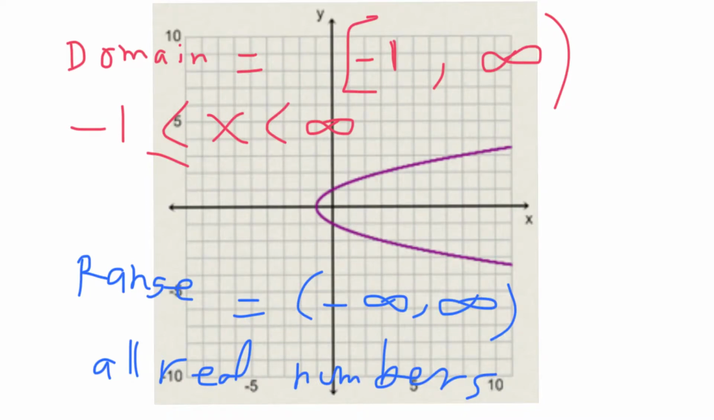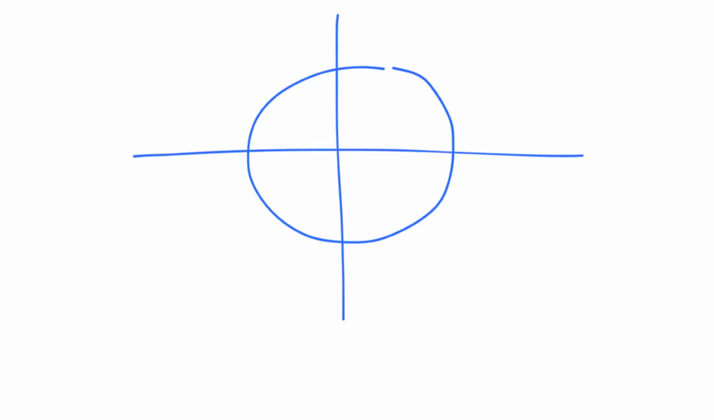Let's go to another example. Suppose I have this circle here, a small circle. And suppose this is -5, this is 5, and this is 5, this is -5. Now, what is the domain? The domain is the values of x. There are a lot of values of x here, right? So of all these values, what is the lowest value of x? What is the highest value of x? -5 to 5, right?